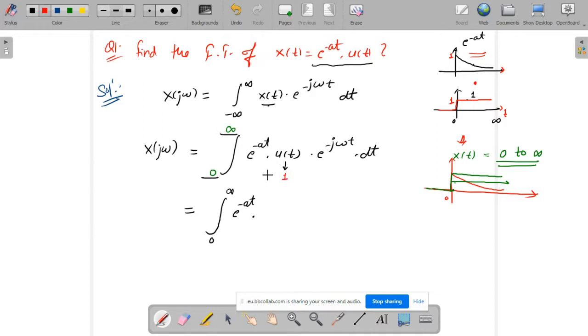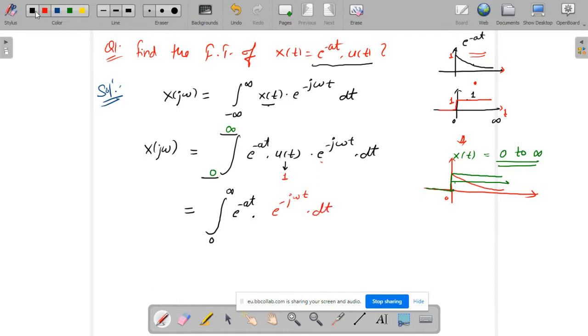I repeat, if the signal is constant and you want to write the signal inside the integration, then directly write down its value. What is its value? Its value is 1. So I am writing 1. So 1 multiplied by e to the power minus at is e to the power minus at, and then the remaining part is e to the power minus j omega t dt.